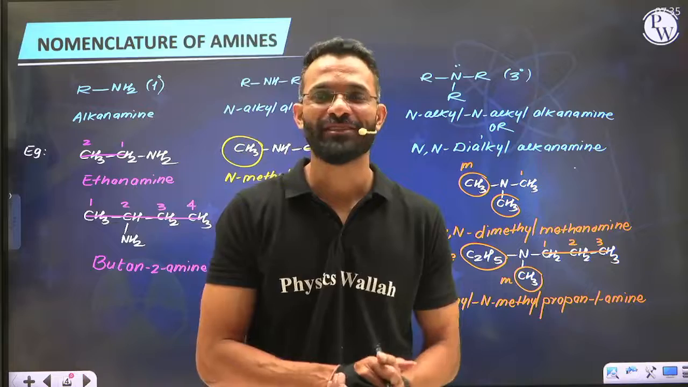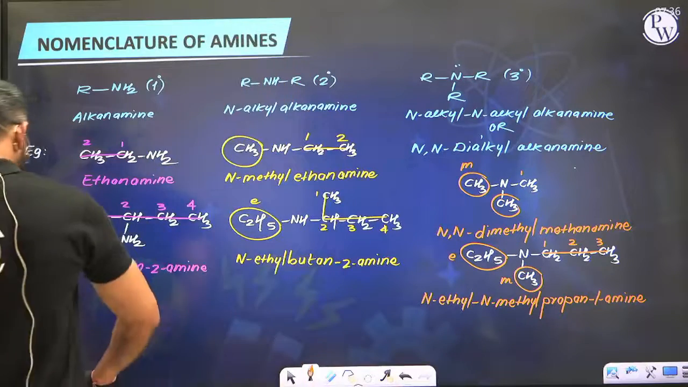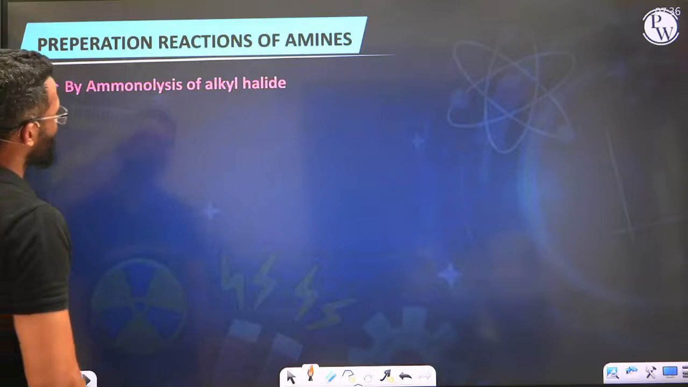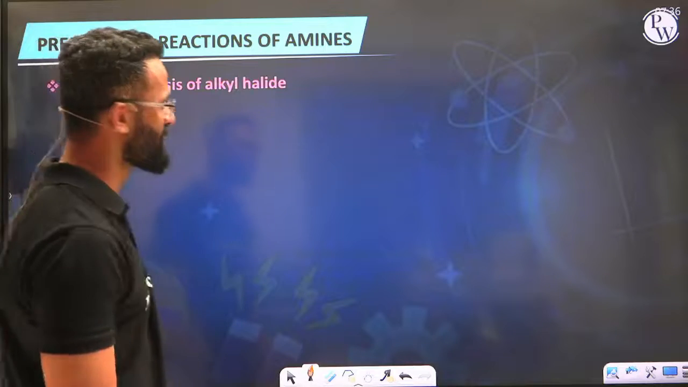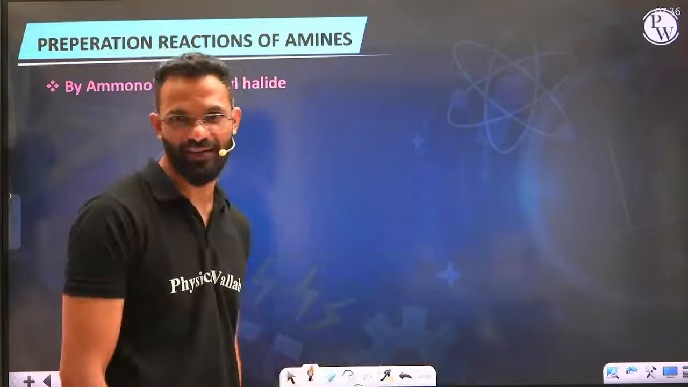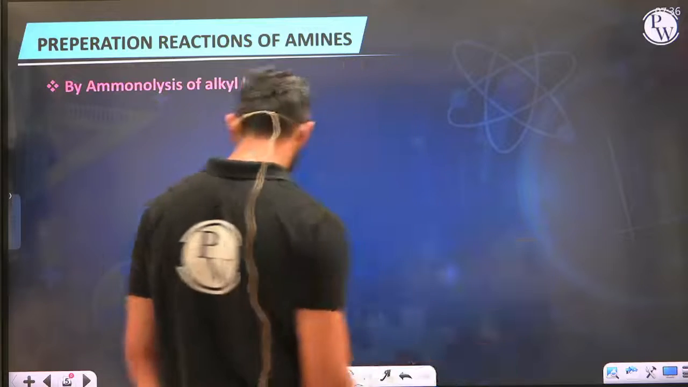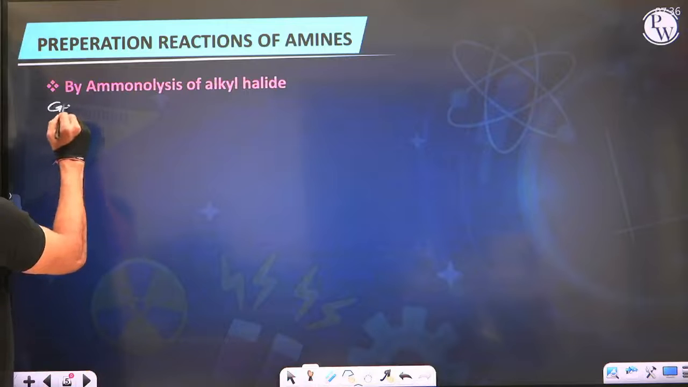Now what is left is the methods of preparation. So quickly starting some simple methods of preparation of amine. The first one is by ammonolysis of alkyl halide. This is sometimes also called alkylation of ammonia. Well guys, let's try and understand this simple reaction. Let's say we are talking about a general form of reaction.